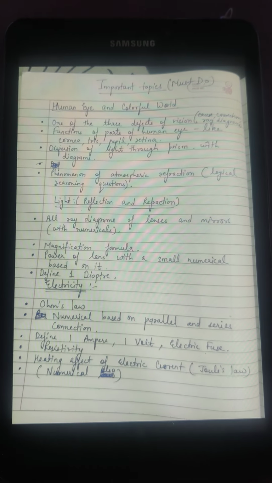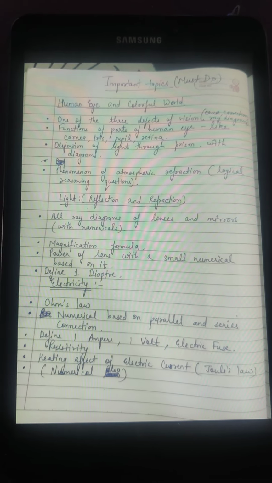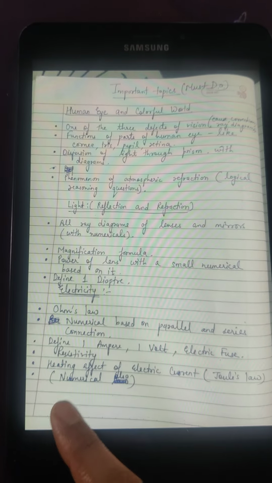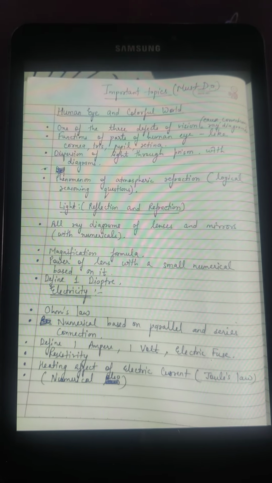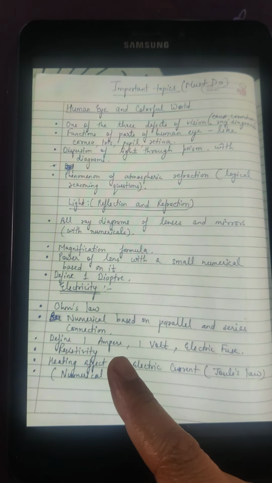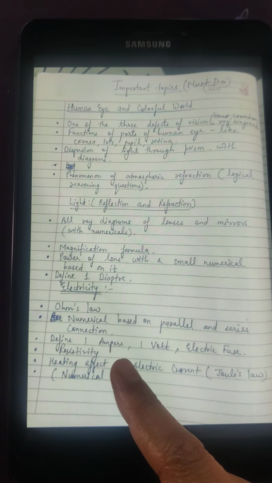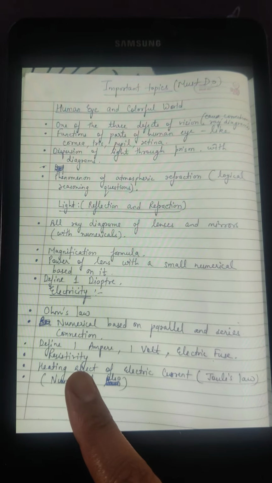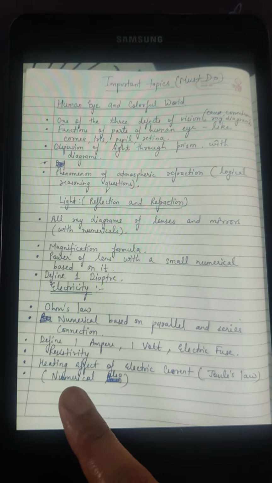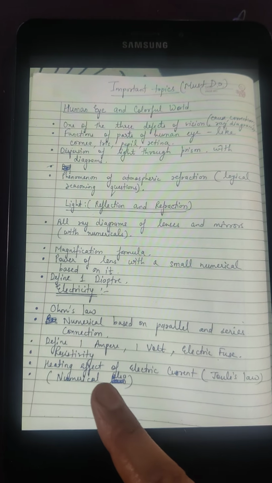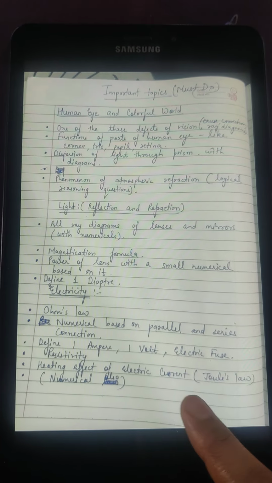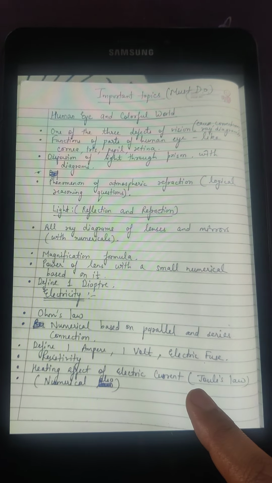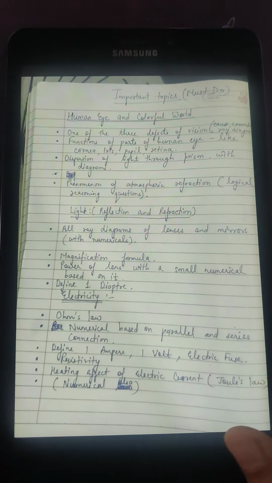important. For chapter Electricity, you should cover Ohm's law, numerical based on series and parallel connection. You will see questions of definition of 1 ampere, 1 volt, electrical fuse. Resistivity is another important topic, and heating effect of electric current. Joule's law of heating is very important, and also the numericals based on it.